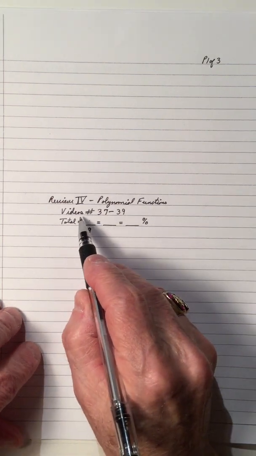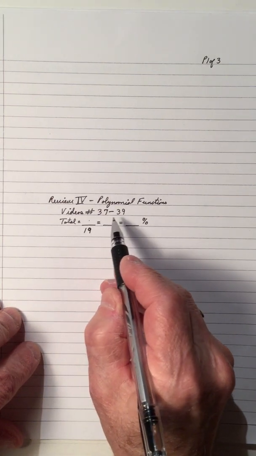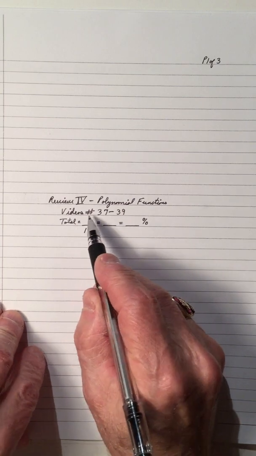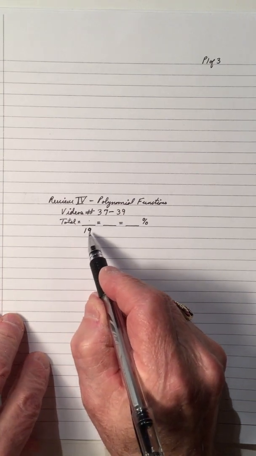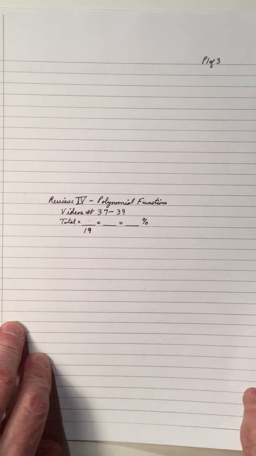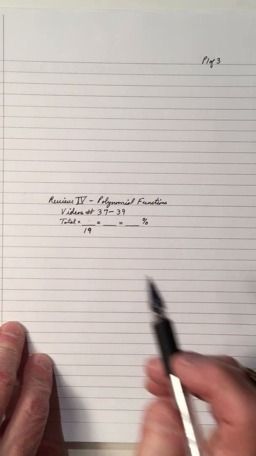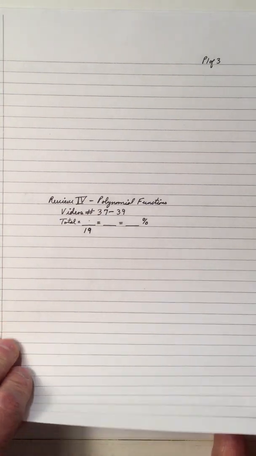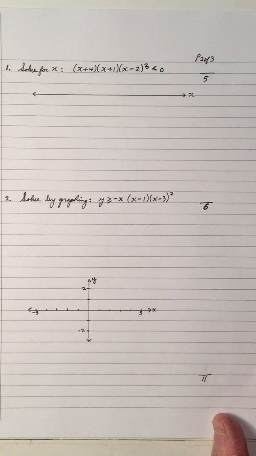This review is on videos numbers 37 to 39. And as in all my reviews, we treat it as a quiz, and this one was marked out of 19. So mark each question, total at the bottom on each page, and then put your total over 19 and convert it to a percent. Here we go on the review.